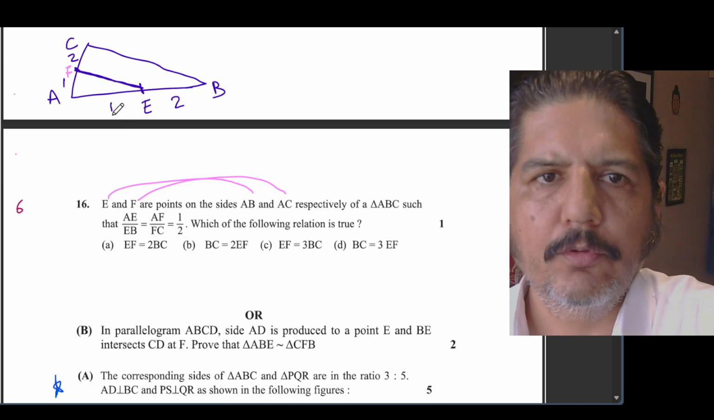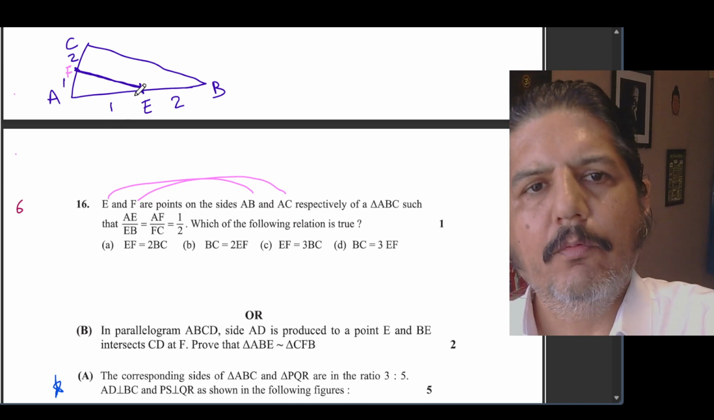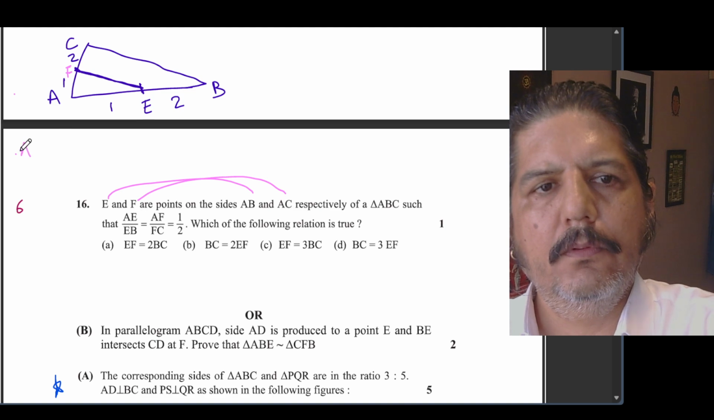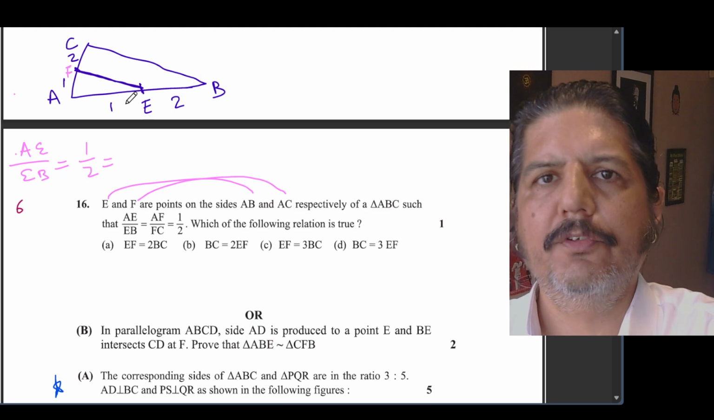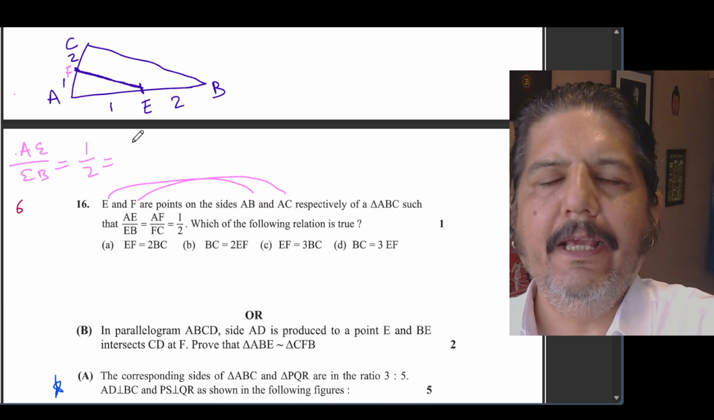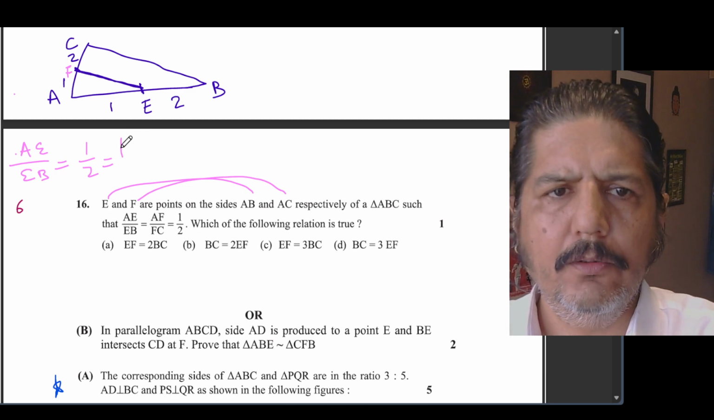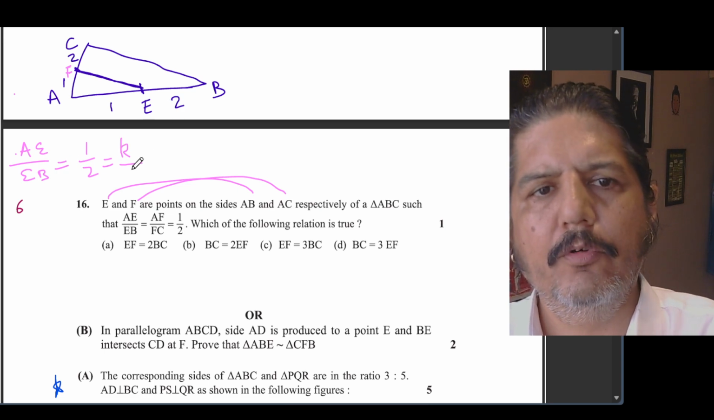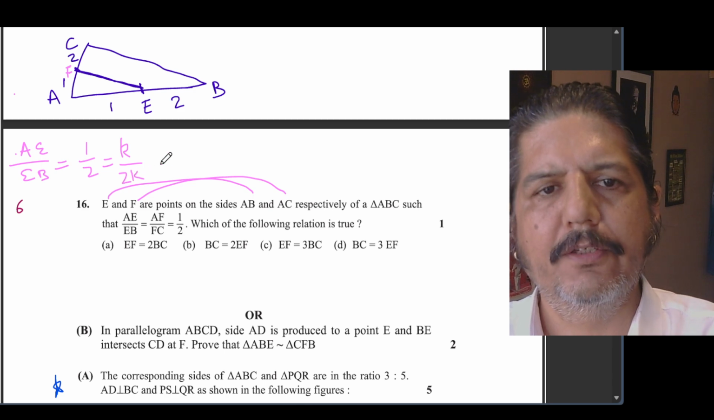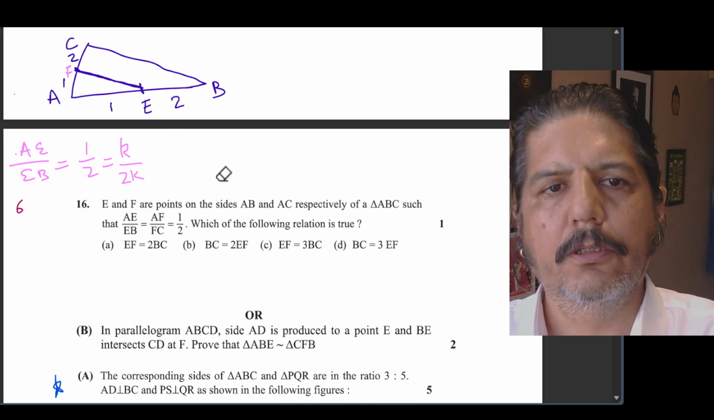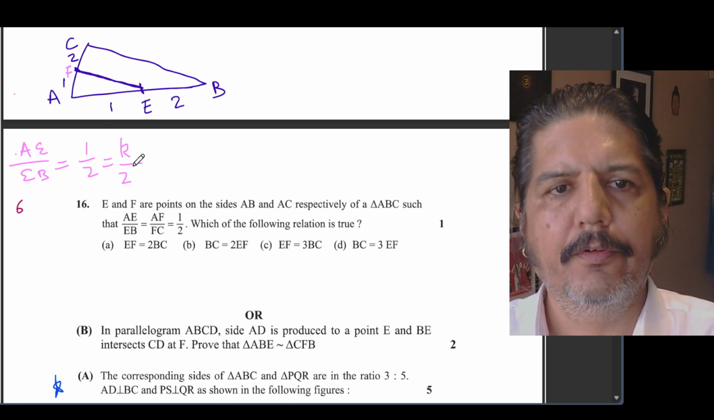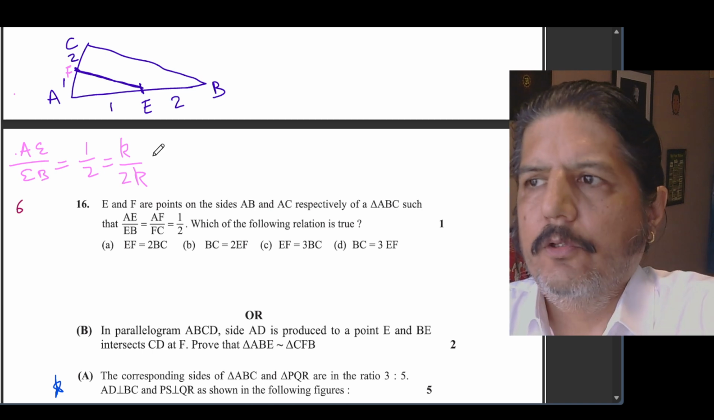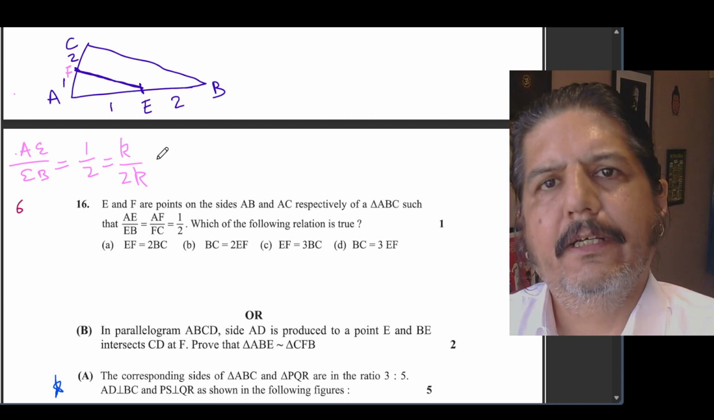Basically, what they are trying to say is, let's look closely at this. If AE upon EB is equal to 1 by 2, this is given to me. Now, let me assume that AE is of length K, where K is any constant. Then EB would be of length 2K. I hope this is not very difficult to understand. The ratio is 1 by 2, so I'm assuming that one side is of length K, the other would be 2K.